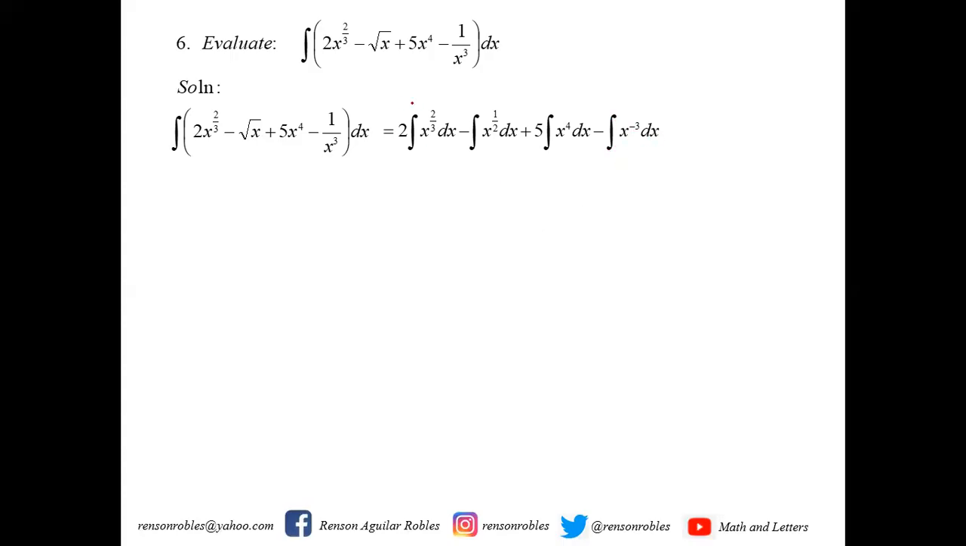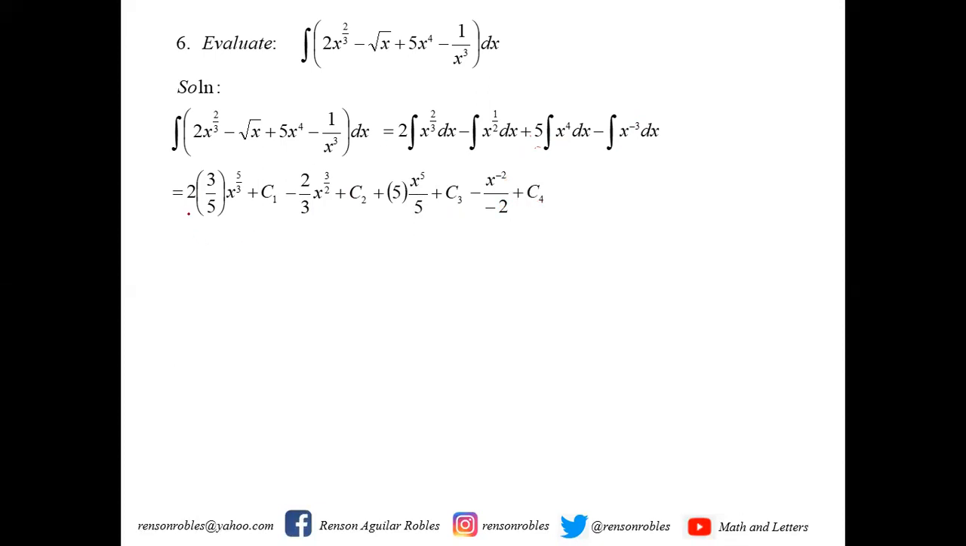And then integrating the first term, we have 2x raised to 5/3. You take the reciprocal of this, that's 3/5, plus c sub 1. For the second term, you do the same. 1/2 plus 1 is 3/2, so that's x raised to 3/2. And then you take the reciprocal of 3/2, that's 2/3, and then plus c2. And then for the third term, you have 5x raised to 5 over 5 plus c3. And then for the last term, minus x raised to -2 over -2 plus c4.